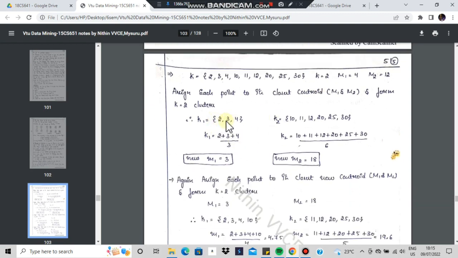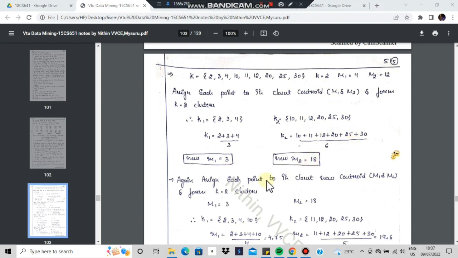After we have made two groups, you'll have 2 3 4 here, and the remaining numbers, 10 11 12 20 25 and 30, will be present here. So the k1 is 2 3 4, and we'll be finding another mean of it. A new mean will be formed after we have formed two groups. These numbers are closer to 4, and the remaining numbers are closer to 12. When you calculate the new mean, it will come out as 2 plus 3 plus 4 divided by 3, which is 9 by 3, 3. And when we calculate the mean of the other group, we'll get 18.